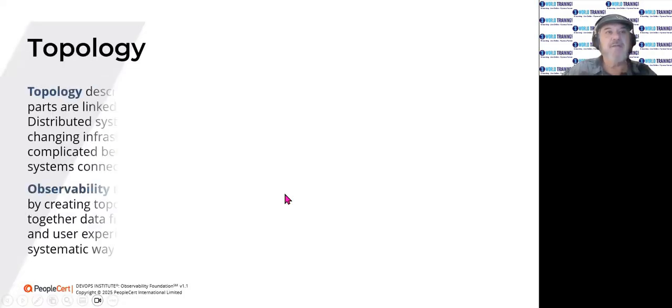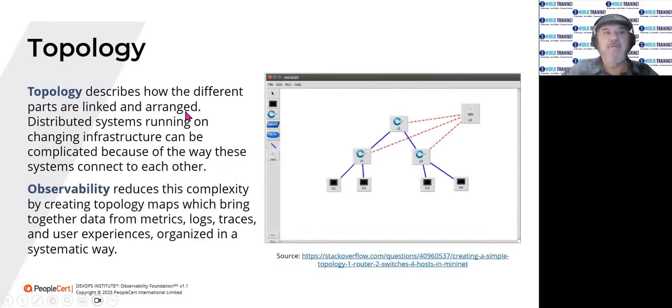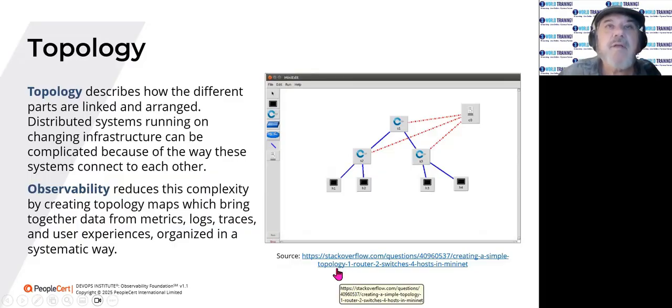So what's a topology? Topology describes how different parts of a system are linked and arranged in distributed systems. Running and changing our infrastructures can be complicated because of the way these systems connect to each other and dynamically establish and release different connections as they operate. Observability reduces this complexity by creating topology maps, bringing together data from metrics, logs, traces, and user experiences organized in a systematic way. So this is an example from, looks like StackFlow. At least StackFlow showed this image source.